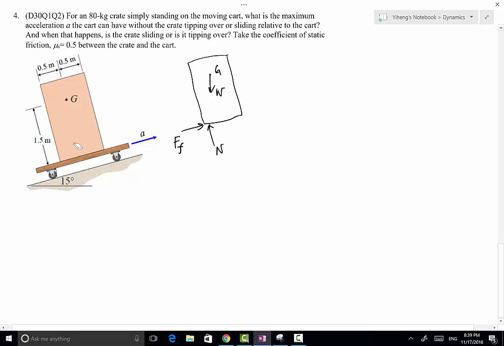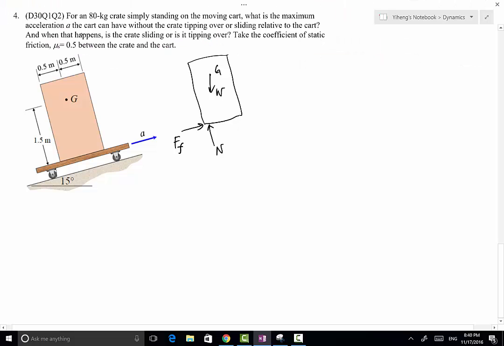So we need to determine the direction of the frictional force. That will greatly help with the analysis. You can tell that the frictional force is actually the only force that makes the crate move uphill with the cart. If the frictional force were in the other direction, the crate would no doubt slide down. So now we have completed the free body diagram.